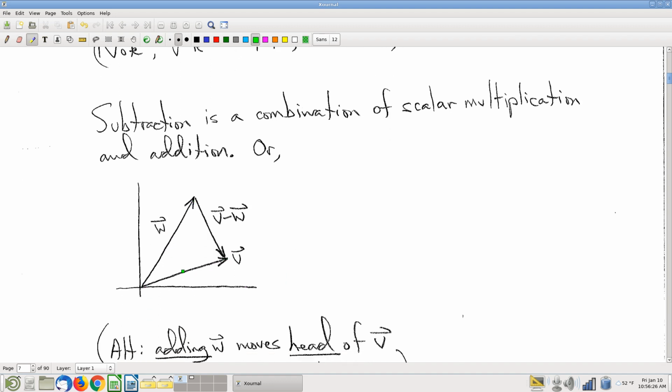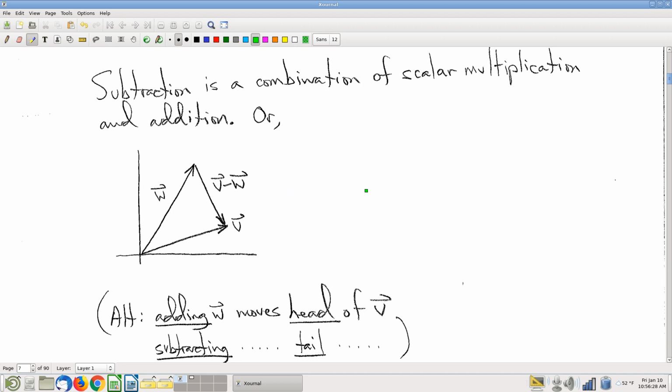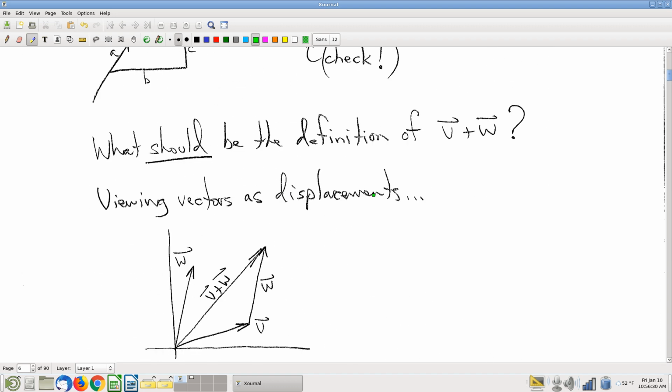Here's another point of view. Some people like this. I don't know. Some people like it. Some people don't. Let's go back over to here. Vector addition. You can think of vector addition.